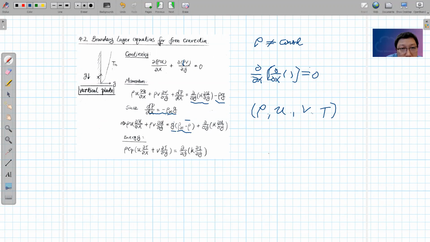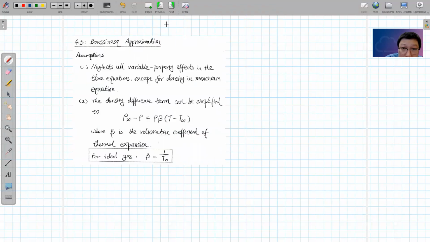And this is how we can solve it, coming to the method called the Boussinesq approximation. Basically it's an approximation that can further simplify the governing equations we saw on the previous slide and make the problem easier to solve. So the assumption contains two parts. Basically it's two assumptions.